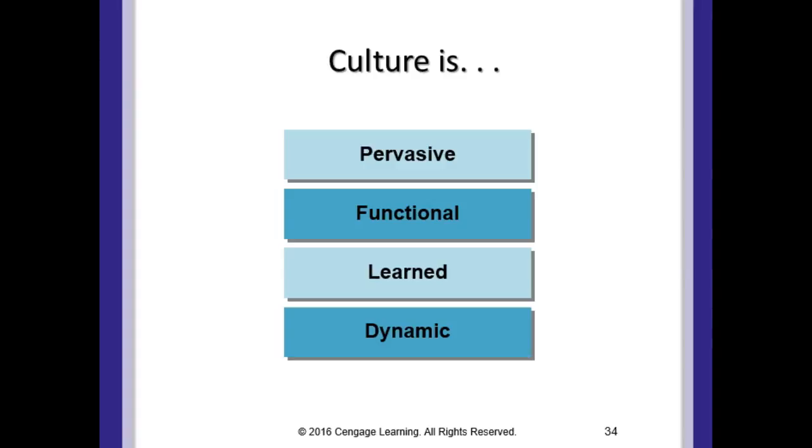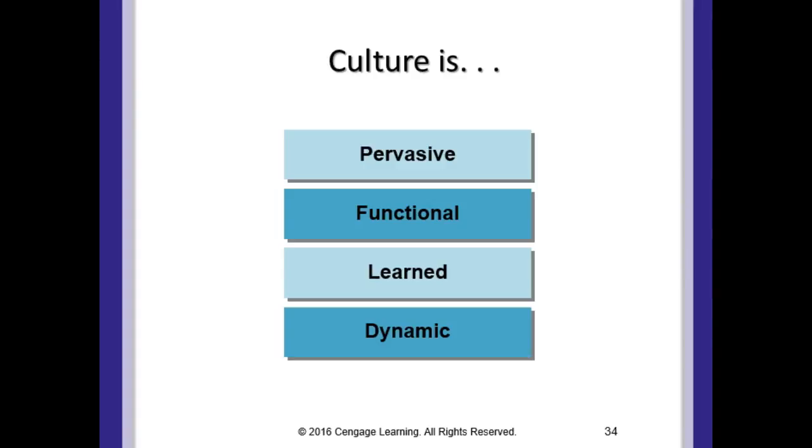All right, functional is second. By establishing expectations, culture gives order to society. All right, the functional aspect are things such as laws that help provide order to society. The third one, being learned, just stating that culture is not genetic.